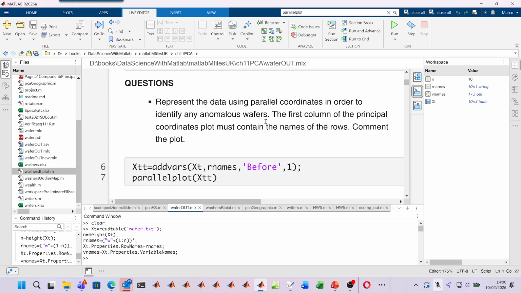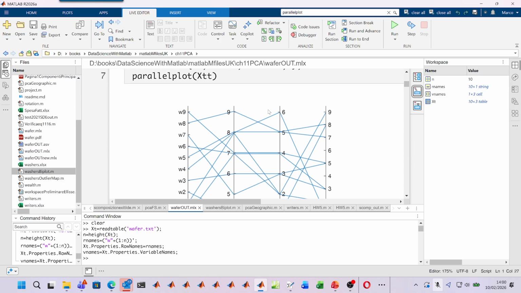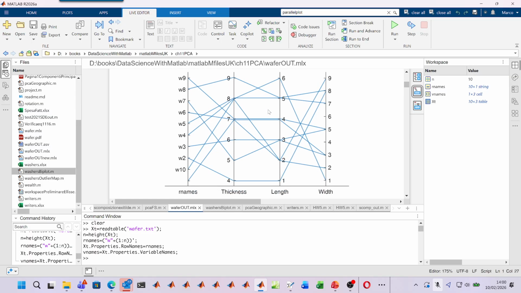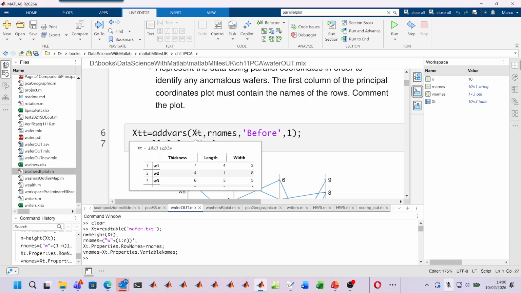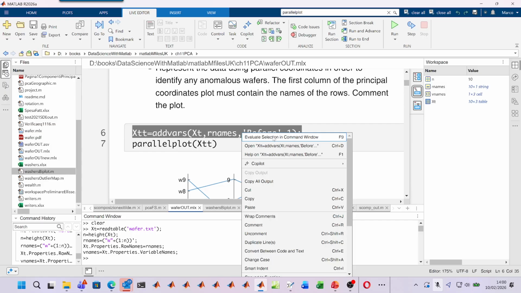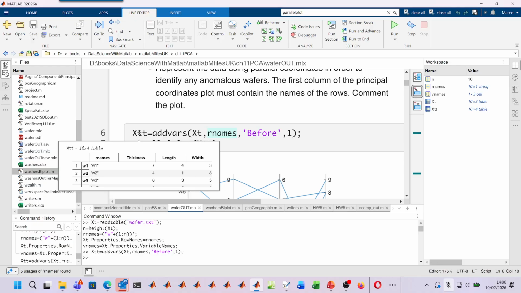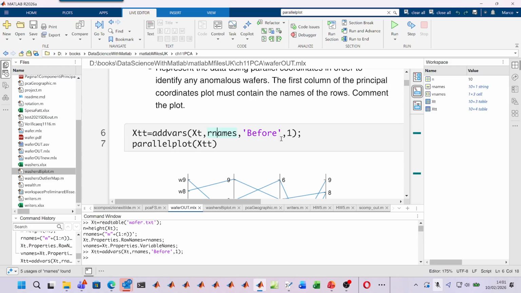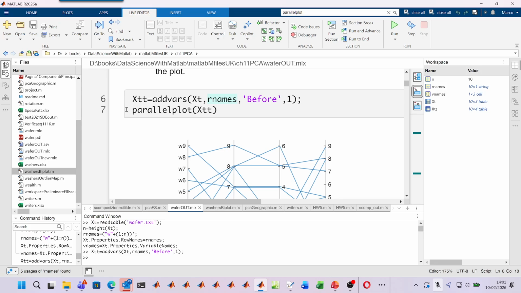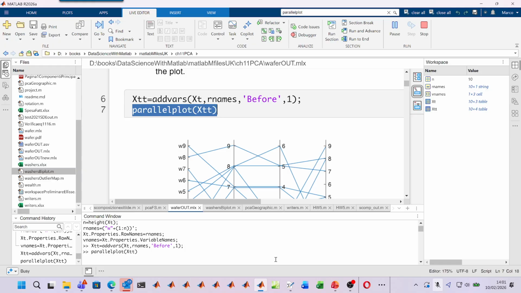Then represent the data using parallel coordinates, and you want to put the names in the first column, so you use advars. You could do it manually, but advars is the professional way. You see this xt that has 3 columns. When you run this, xtt has 4 columns, so you have added the names in the first column. Before means in which position you add the variable: you add it on the left, as the first position. And then you do the parallel plot.